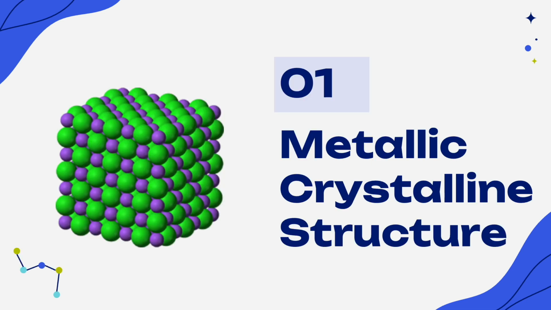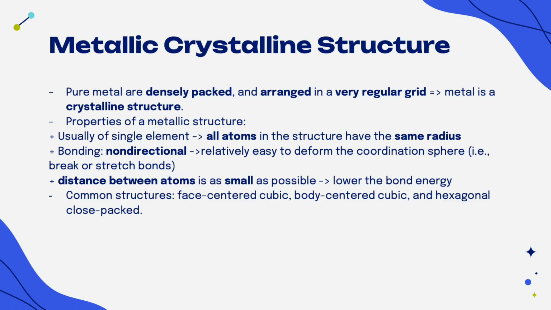Before we dive into the specifics, let's start with a basic understanding of metallic crystal structure. Imagine that the atoms of a pure metal are packed together closely and are arranged in a very regular grid. Because of this regular structure, metal is what we call a crystalline material, and the grid that the atoms are arranged in is called the crystal lattice.